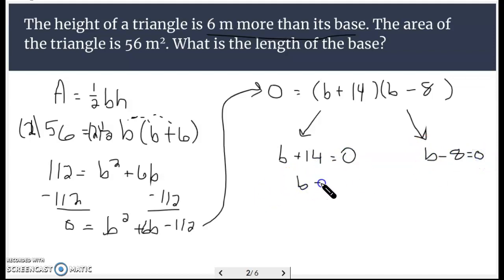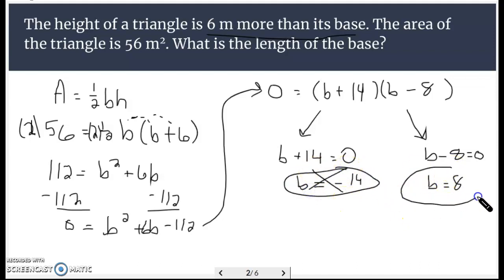We get one answer of b equals negative 14. We get another answer, b equals 8. The negative 14 does not make sense because we can't have a negative measurement, but b equals 8 does. The base of the triangle is 8 meters.